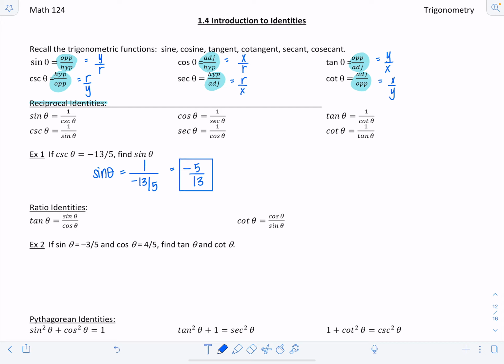Easy as that. So I didn't have to go through the process of drawing a triangle, figuring out any other sides, because they gave me all the info I needed. If I have cosecant theta, I can find sine theta. Just take the reciprocal.